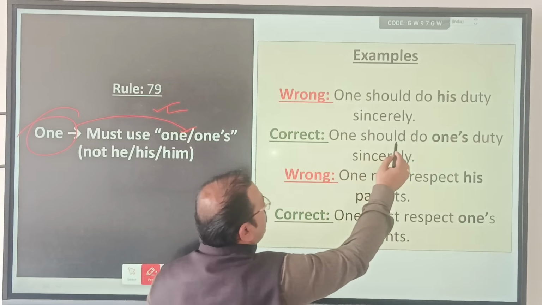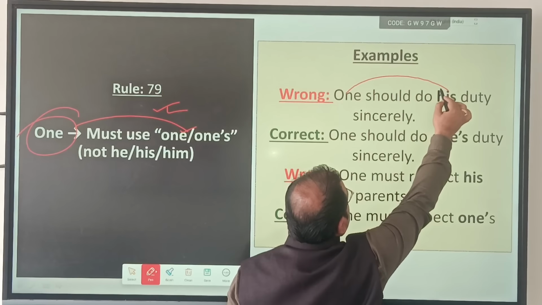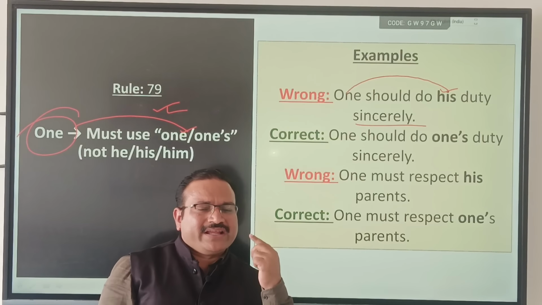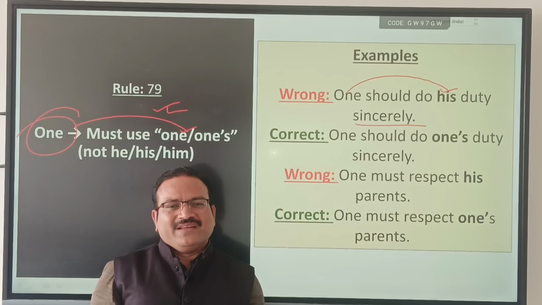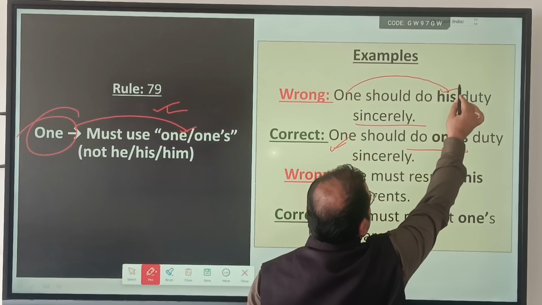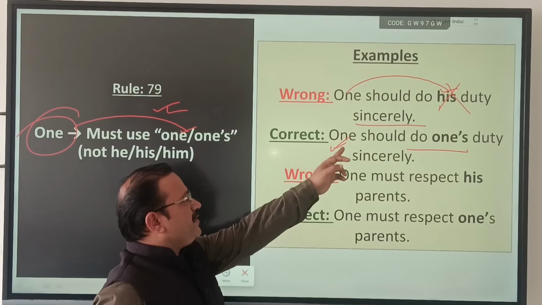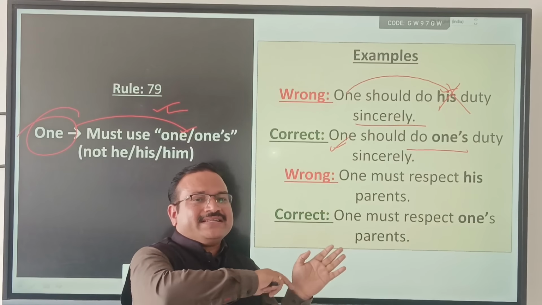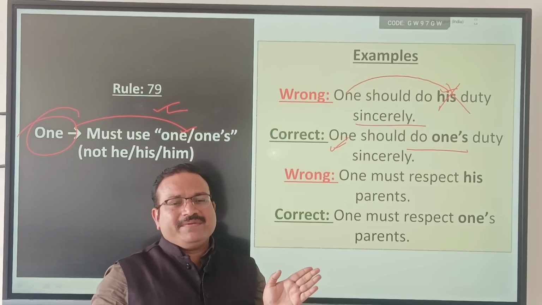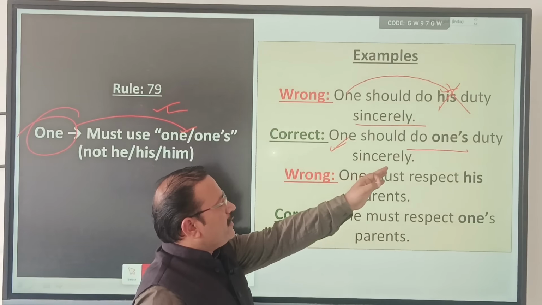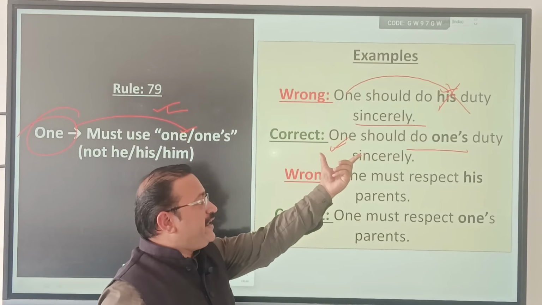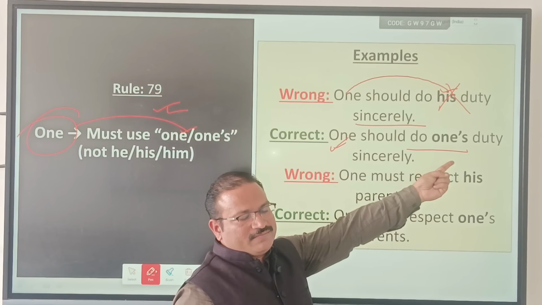Example, one should do his duty sincerely. It is talking about everybody, not any individual, not a single person. So one should be followed by once. This is correct. This is wrong. Because one here means it is talking about everybody, universally. Everybody must do what? His duty sincerely. So one stands for everybody, so it will be followed by once.